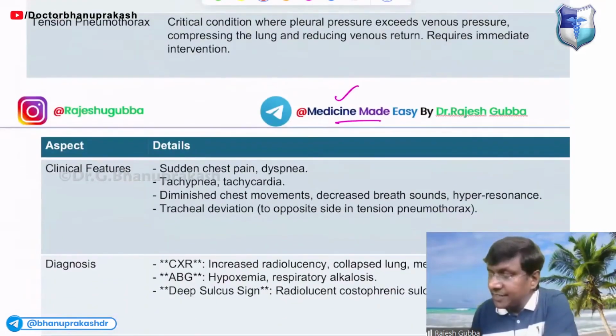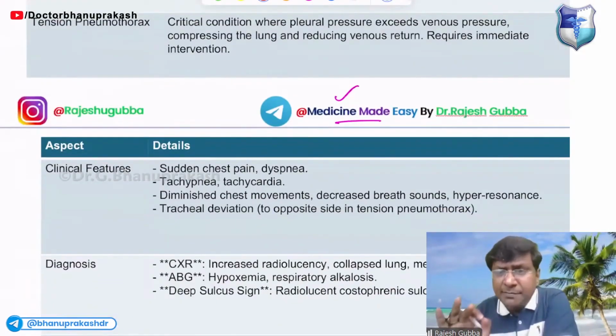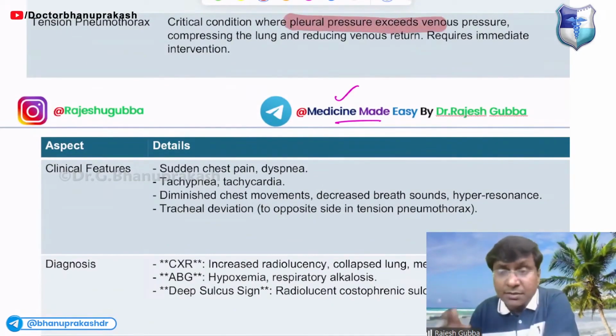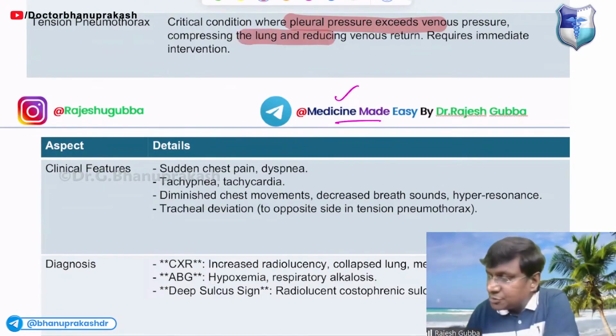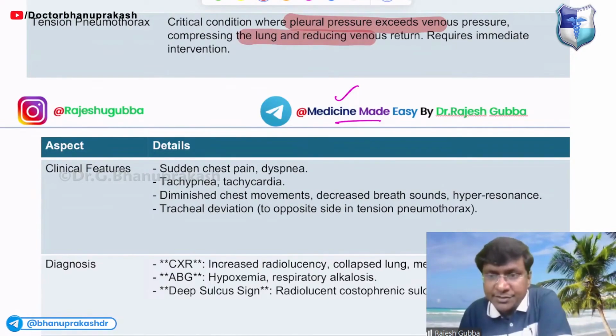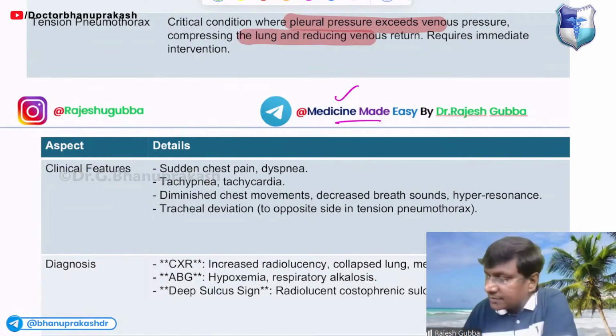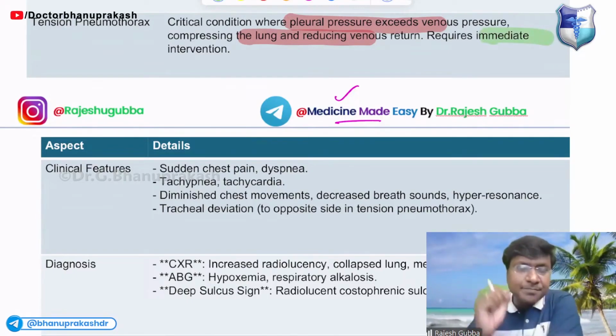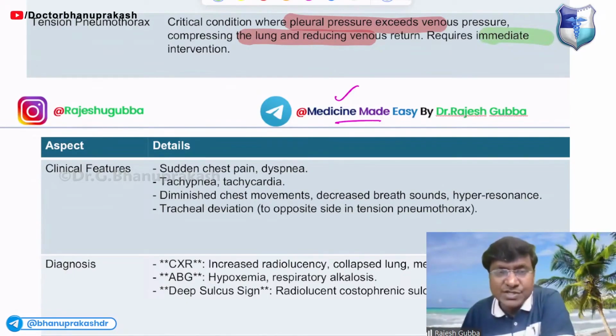Okay. Now, you take tension pneumothorax. It is a very important medical emergency. In these patients, the pleural pressure exceeds the venous pressure. That is the reason why there will be compression of the lung and reduced venous return. These patients require immediate intervention. You need to take a wide bore cannula, or wide bore needle, and you have to puncture the second intercostal space in the mid-clavicular line. That is the emergency treatment that you have to do in patients with tension pneumothorax.